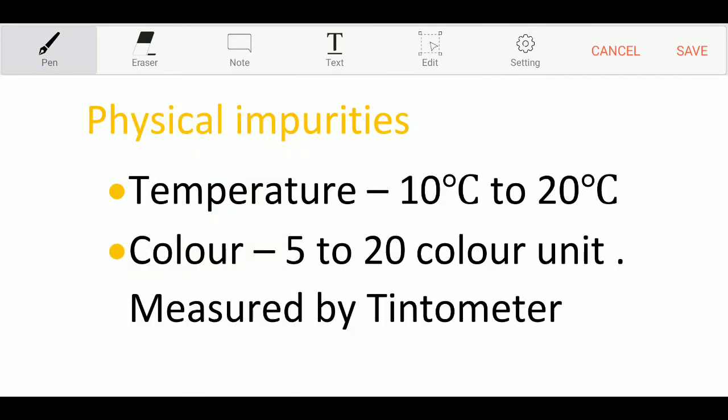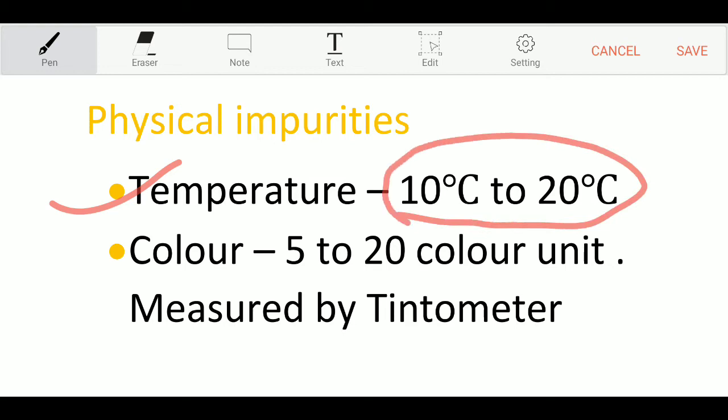First one, physical impurities. The temperature of water should be 10 degrees centigrade to 20 degrees centigrade. Here the temperature is indirectly proportional to viscosity. That means 10 to 20 degrees centigrade is the drinking water standard with respect to temperature.